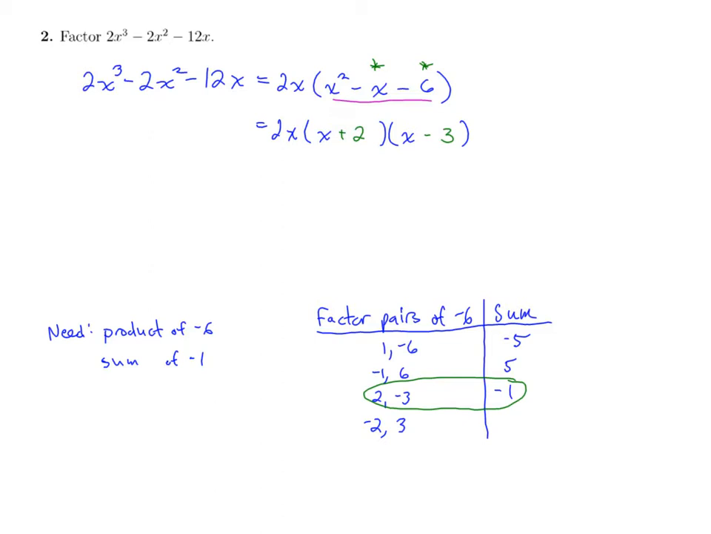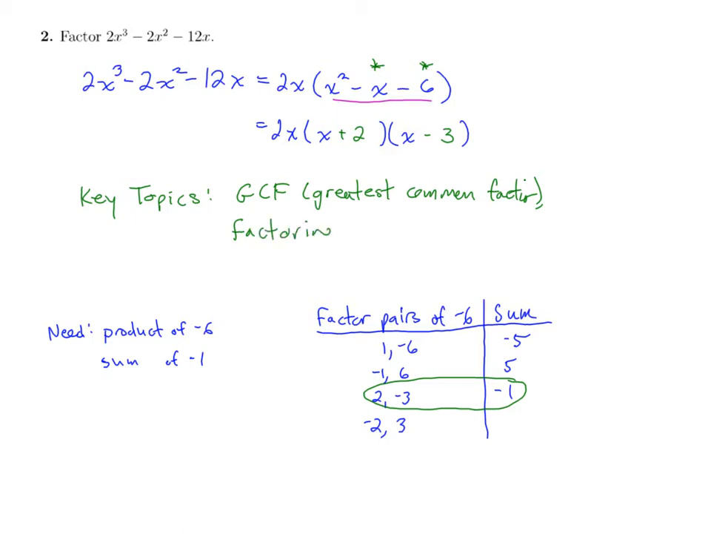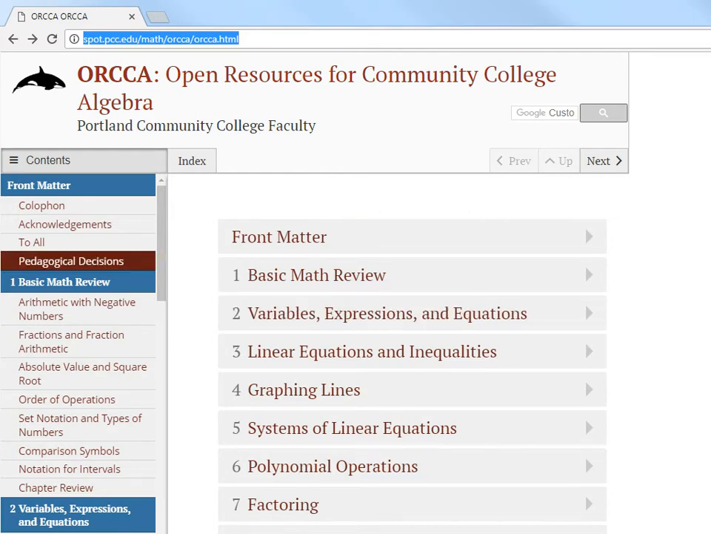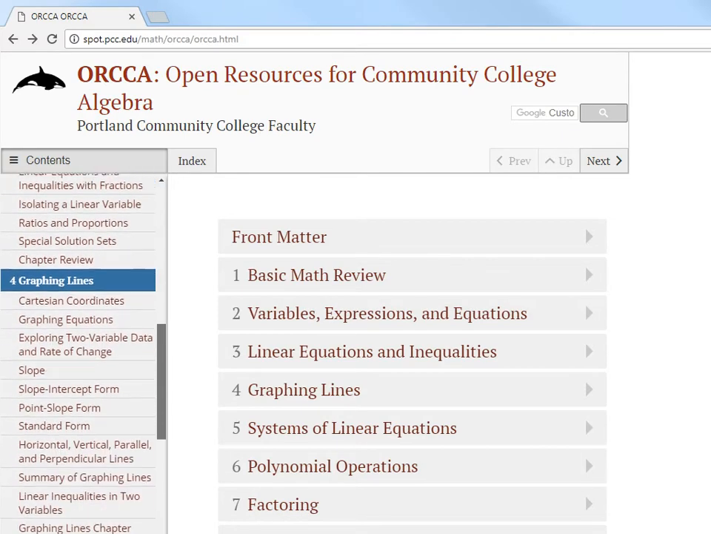To find additional resources on this, the key topics that we want to look at involve the GCF, which is an acronym for Greatest Common Factor, and also factoring in general. So I'll take you to the ORCCA text quickly. And again, this can be found at spot.pcc.edu/math/ORCCA/ORCCA.html. In this textbook, factoring is covered in Chapter 7.